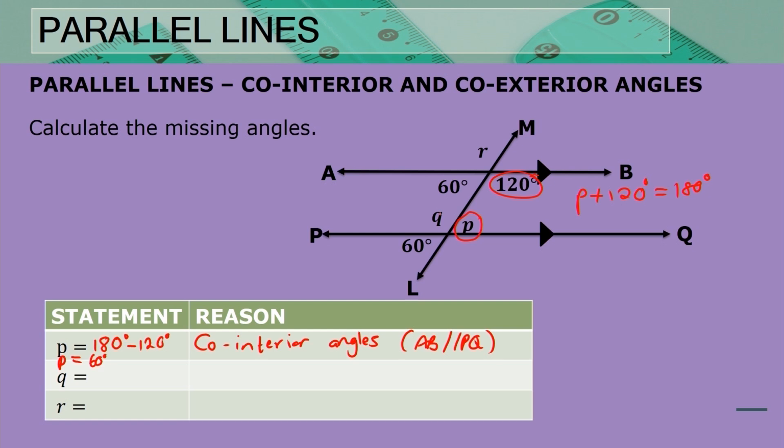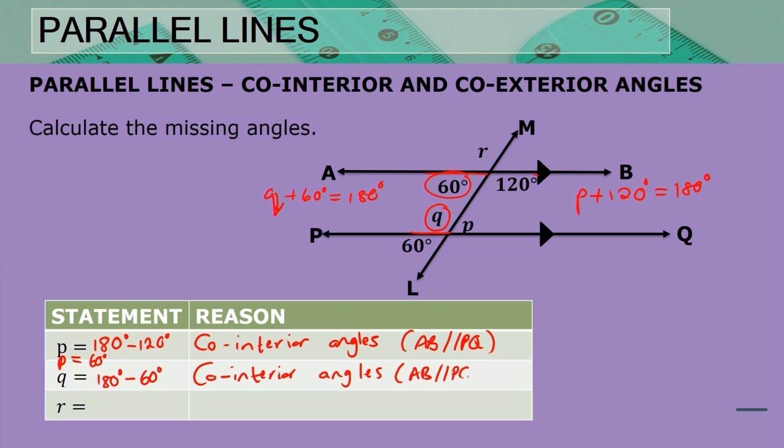Then we are looking at angle Q, and if we are looking at angle Q, it is also co-interior with angle 60, which means that Q plus 60 degrees will give us 180 degrees. Now, how do we find Q? By using the additive inverse of 60 degrees. So we are going to say 180 degrees minus the 60 degrees, and that is because of the co-interior angles where AB is parallel to PQ. That means that Q is going to be equal to 120 degrees.